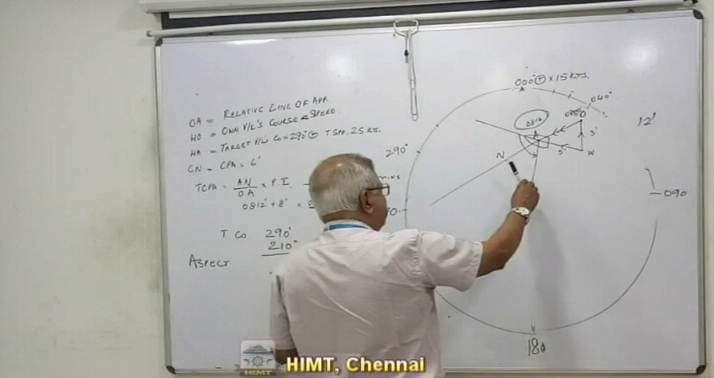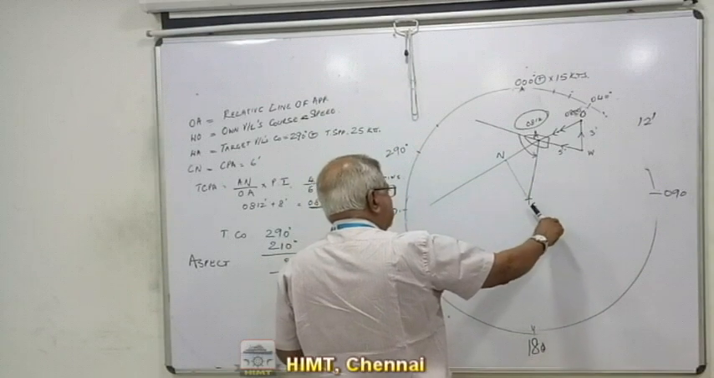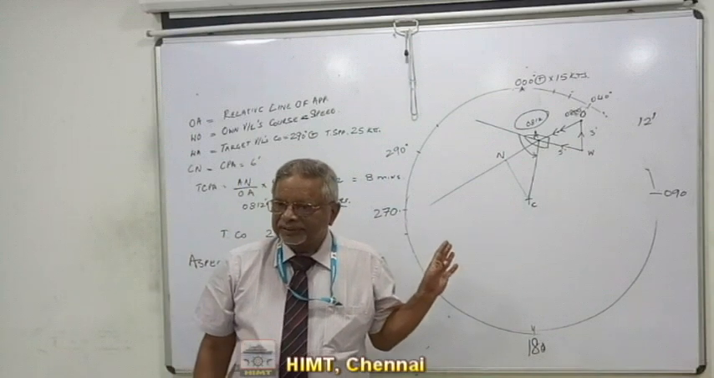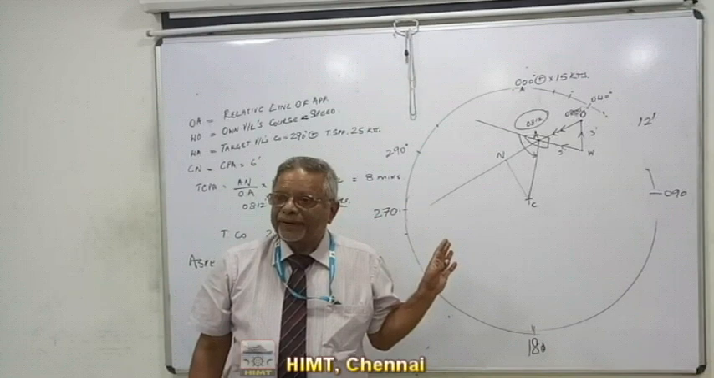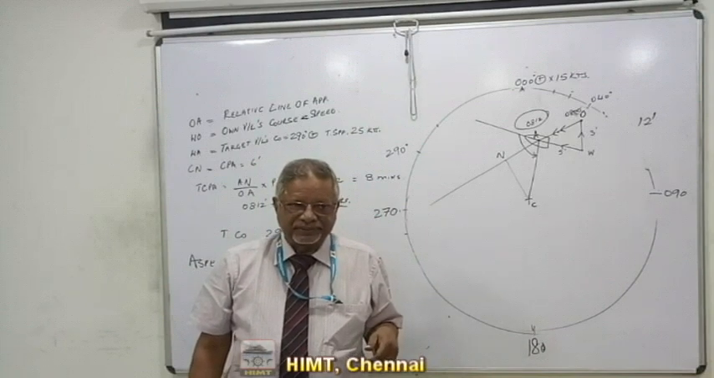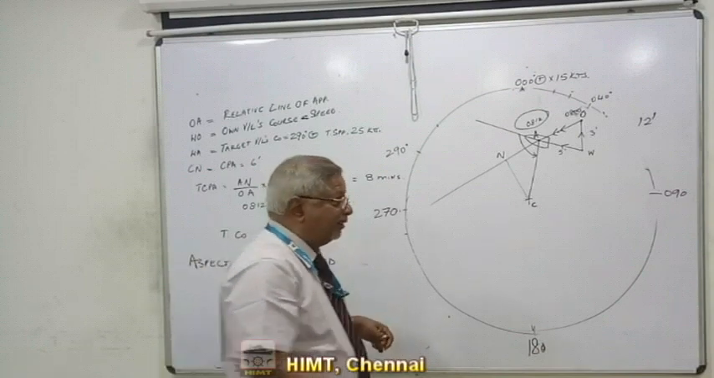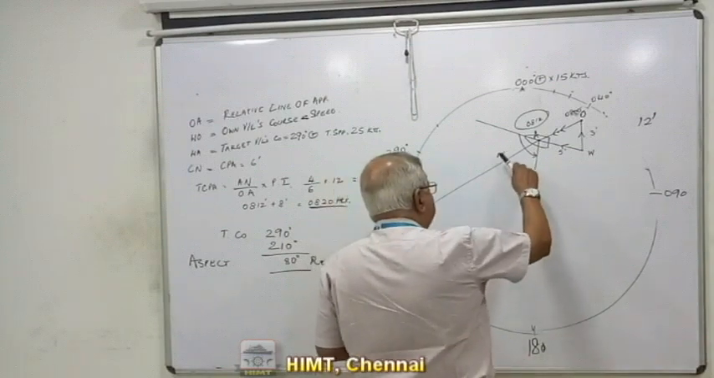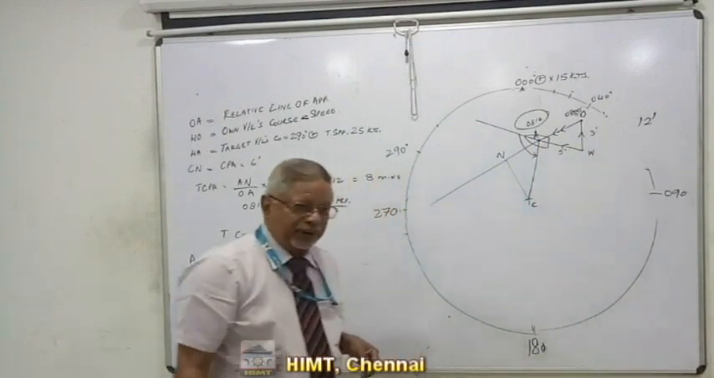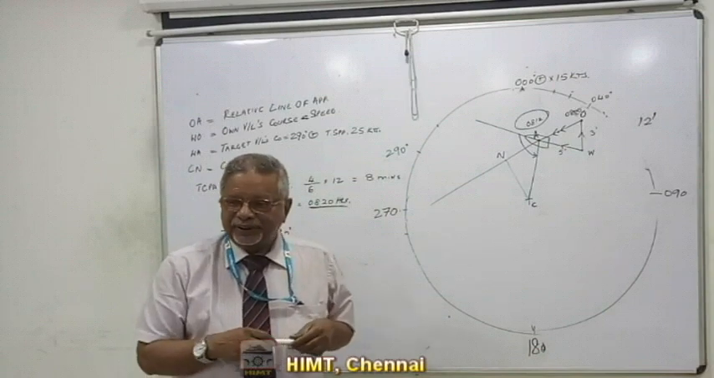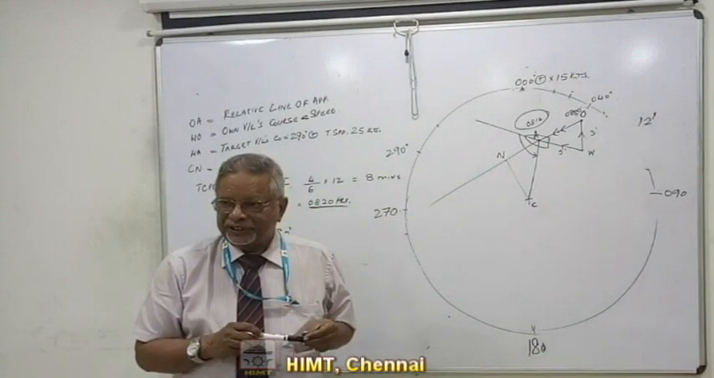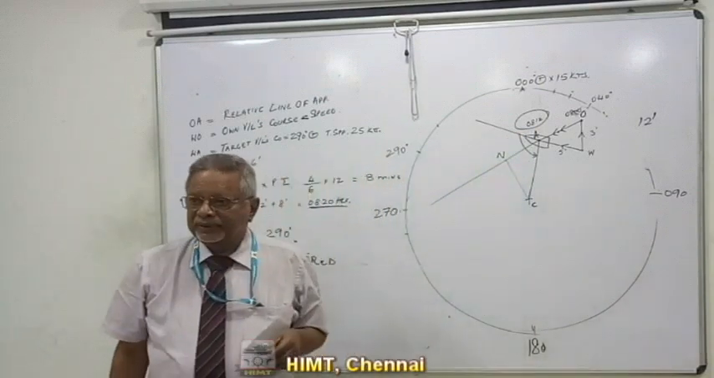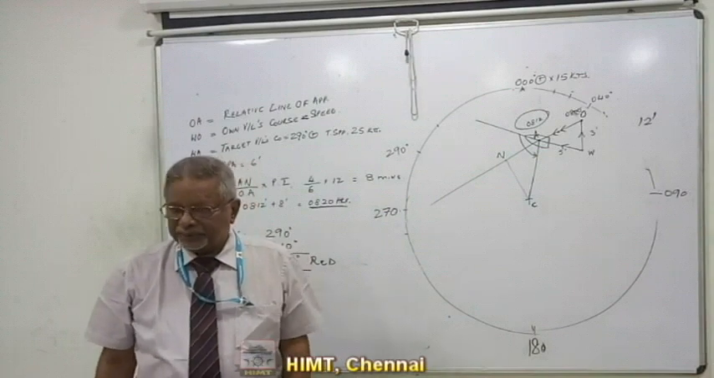And you have to find out the CPA, TCPA. To find out the CPA, through the center, draw a perpendicular to your relative line of approach. Measure that, that is your CPA. Find out from the scale. And to find out the TCPA, AN upon OA into plotting interval, measure both, interpolate, you'll find out the TCPA. Add that to this time. Okay? That is your TCPA.